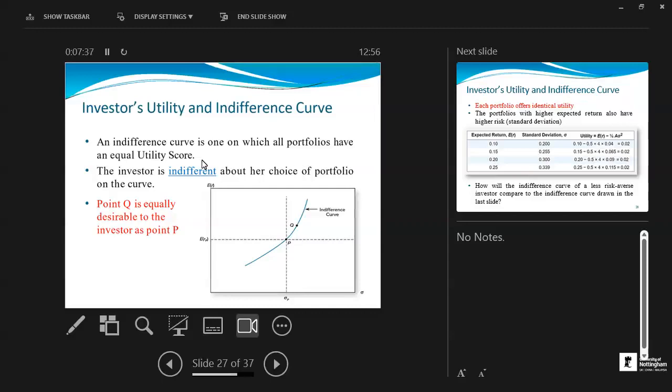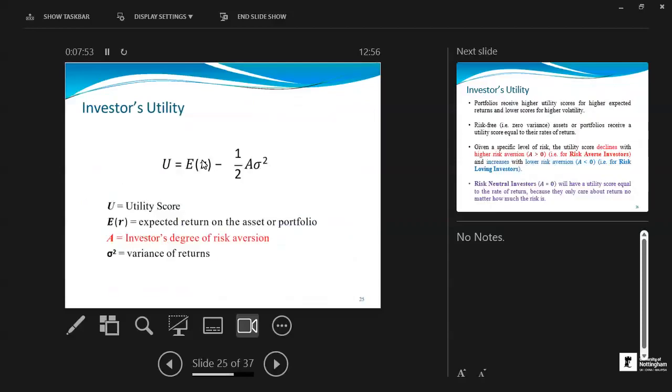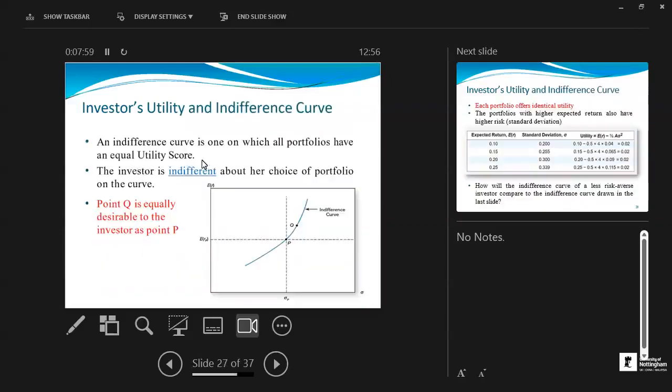How do they provide the same level of utility? Portfolio P has a lower risk and offers a lower return. Portfolio Q is slightly more risky but offers a higher return as well. And if, using the formula here, you try to calculate the utility, both points will give you the same utility, and we know they will, because they lie on this indifference curve.